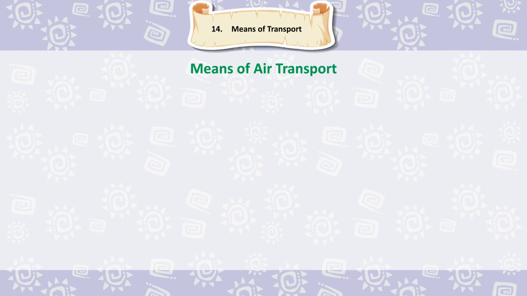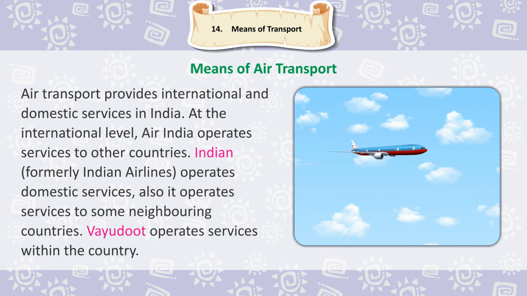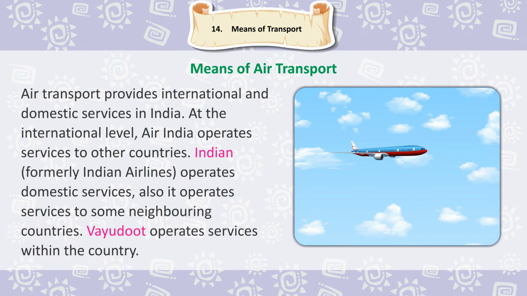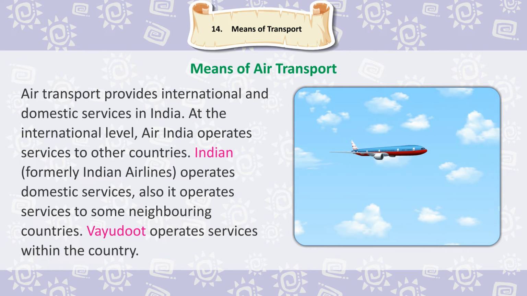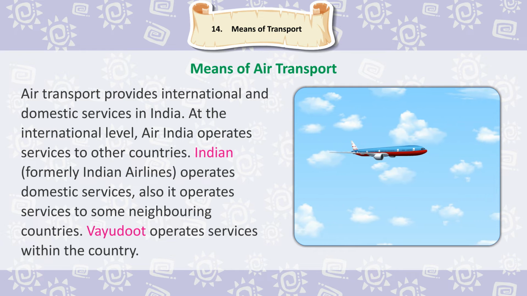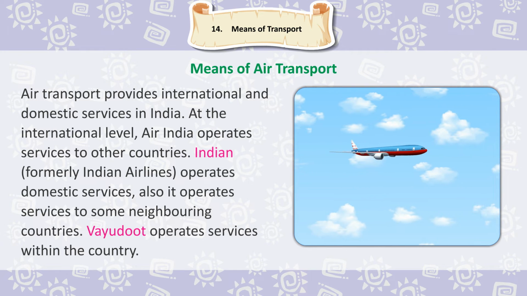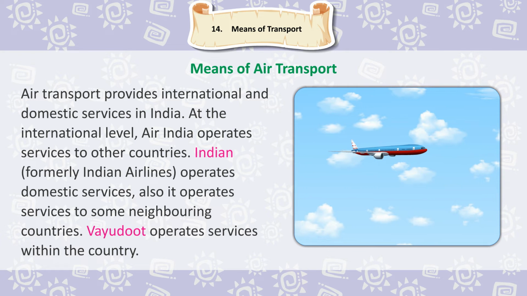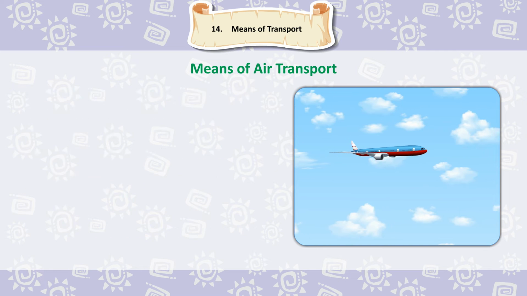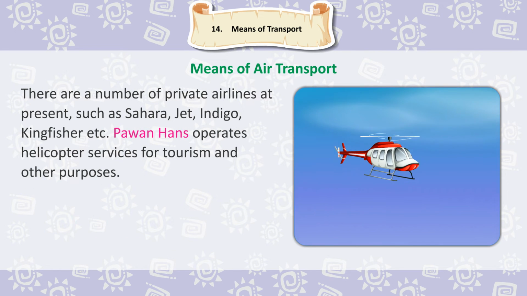Means of air transport. Air transport provides international and domestic services in India. At the international level, Air India operates services to other countries. Indian, formerly Indian Airlines, operates domestic services. Also, it operates services to some neighboring countries. Vayudoot operates services within the country. There are a number of private airlines at present, such as Sahara, Jet, Indigo, Kingfisher, etc. Pawan Hans operates helicopter services for tourism and other purposes.